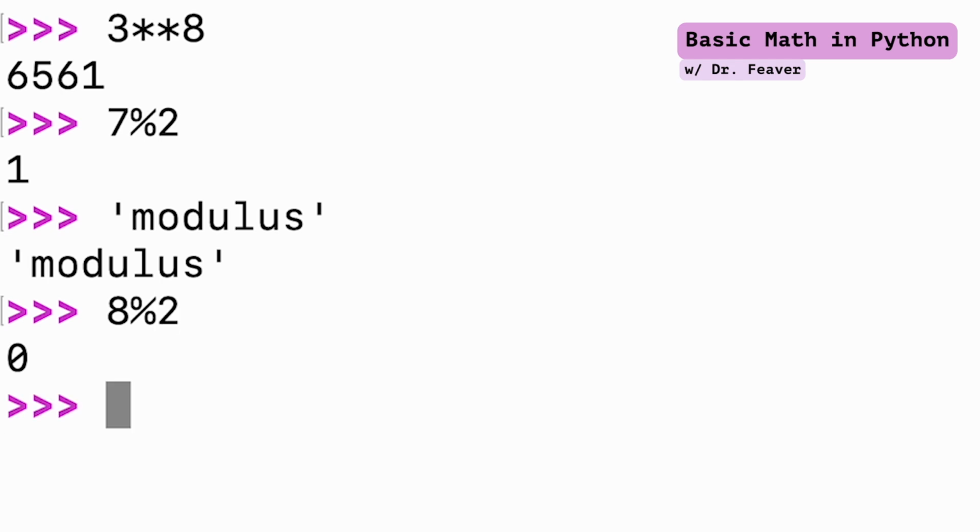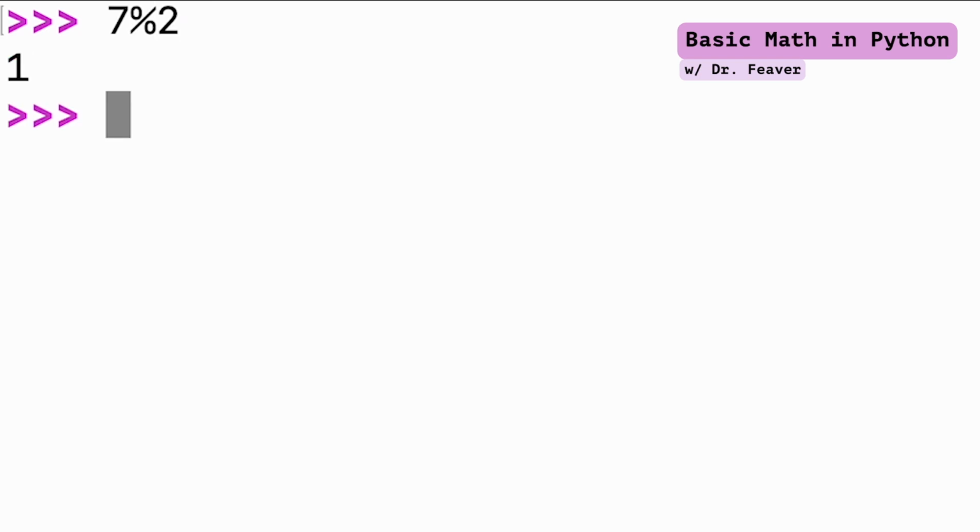So what is going on here? Well, the modulus is the operation that gives you the remainder if you were to do the division. So for example, if we divided 7 by 2, 2 would go in 3 times, and then we would have a remainder of 1. So it would be 6 plus 1, giving us 7. So 1 is the remainder. And if I do 8 mod 2, well, 2 goes into 8 4 times. There's no remainder. There's nothing left over. 2 times 4 is just 8.